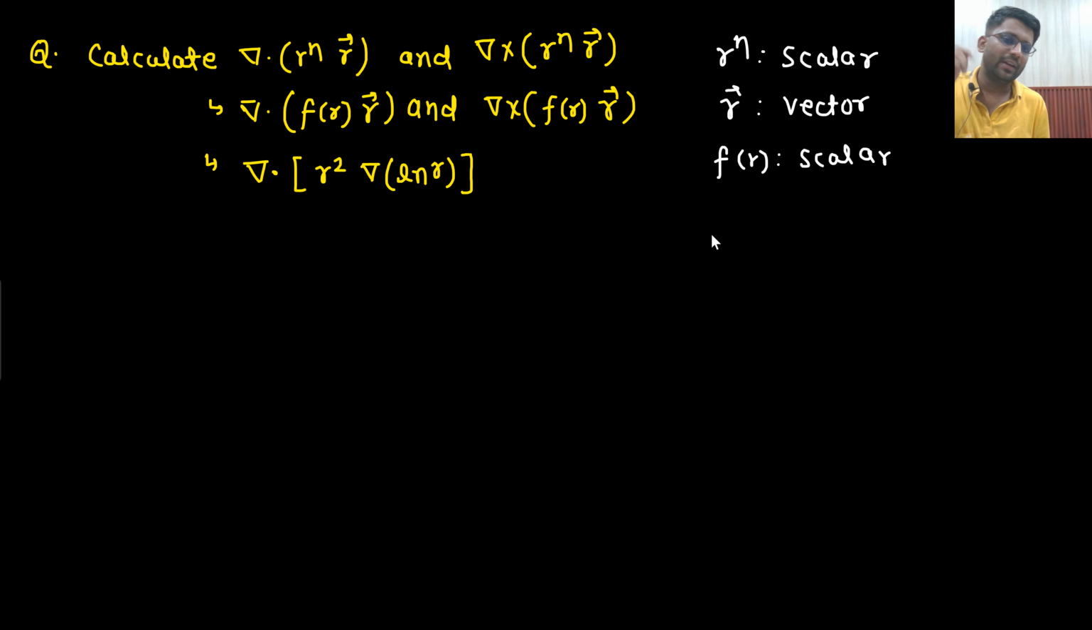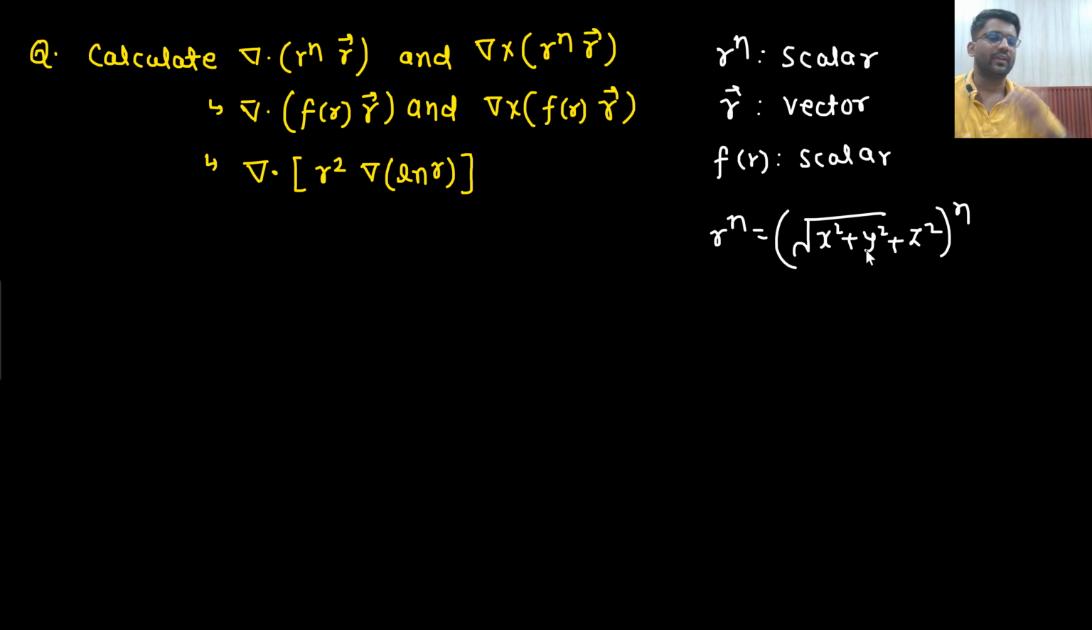What is the meaning of r to the power n? r to the power n simply means under root. What is r? r is under root x square plus y square plus z square, to the power n. This is the meaning of r to the power n. So it is surely a scalar quantity only, right?